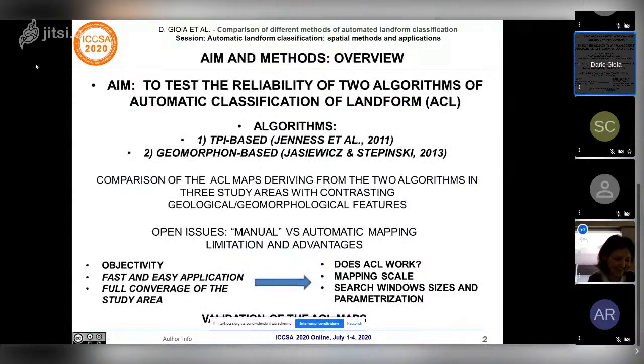Okay, 8 minutes. In this work, we have tested two well-known methods of automatic landform classification: the topographic position index proposed by Jenness et al., and the geomorphon-based method proposed by Jasiewicz and Stepinski. These two algorithms have been applied in 3 test areas of southern Italy with very different geological and geomorphological features, in order to verify the reliability of automatic landform classification as an alternative tool to traditional geomorphological mapping, which is a time-consuming and frequently subjective approach.